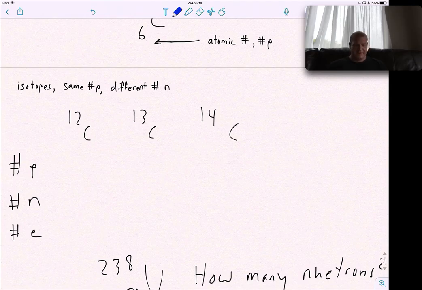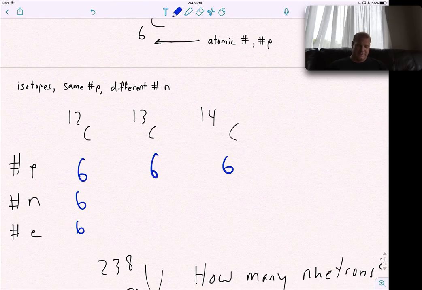So carbon 12. These are all the same element. They all have 6 protons. Carbon 12 has 12 protons plus neutrons and 6 protons. So 12 minus 6 is 6 neutrons. And electrons: the definition of an atom also includes that it's neutral. Ions are charged. Carbon will always have 6 electrons. A carbon ion can have a different number, but a carbon atom is neutral.